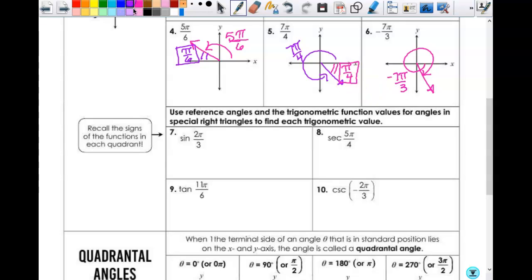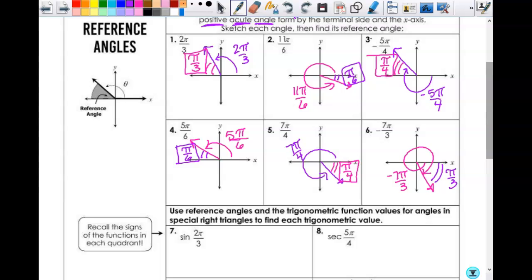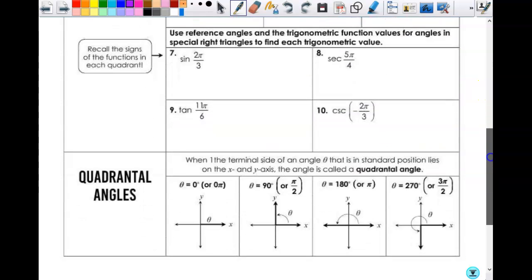What is your reference angle? Pi thirds. It's always positive, always acute, always the shortest way back to the x-axis. We good? All right, so identifying what the reference angle is when you have radians is super easy, because it's just whatever the denominator is, right? It's that easy. But you also have to know which quadrant you're in so that you can do some more stuff with it, right? Okay, so let's look at number 7.